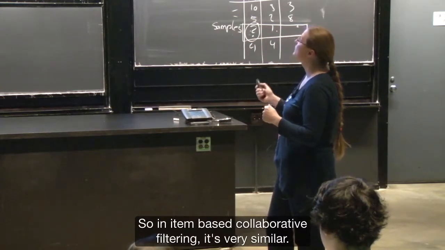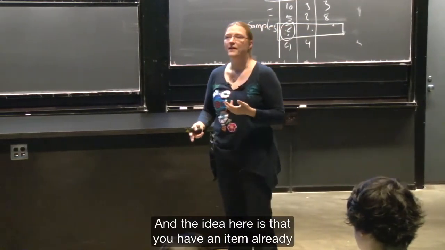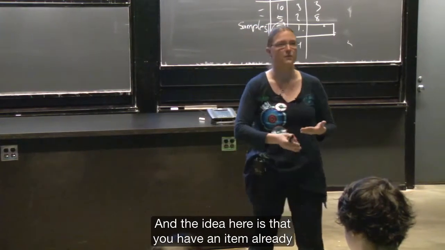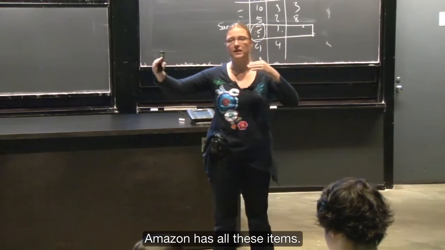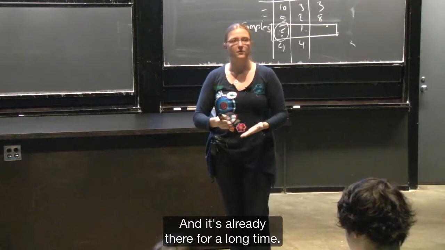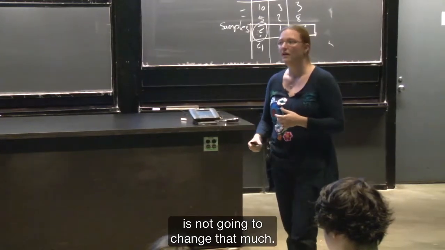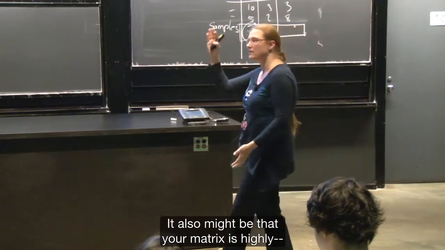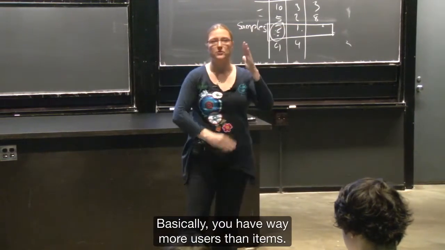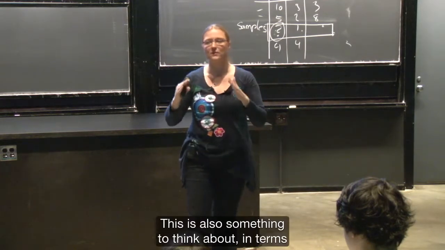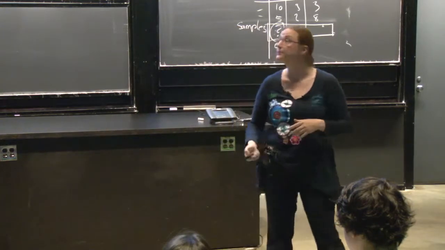So in item-based collaborative filtering, it's very similar, but now I look at the number of items. And the idea here is that you have an item already for some time in your database. So it's again about the application, right? Amazon has all these items, and it's already there for a long time. And even if the user is new, the rating for that item is not going to change that much. It also might be that your matrix is highly skewed, is that the right term? Basically, you have way more users than items. Right? This is also something to think about in terms of computational complexity. Which one is easier, user-based or item-based?